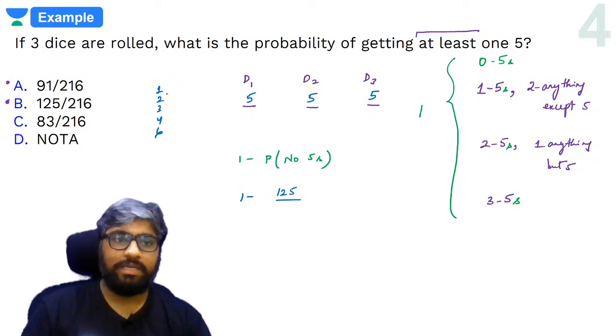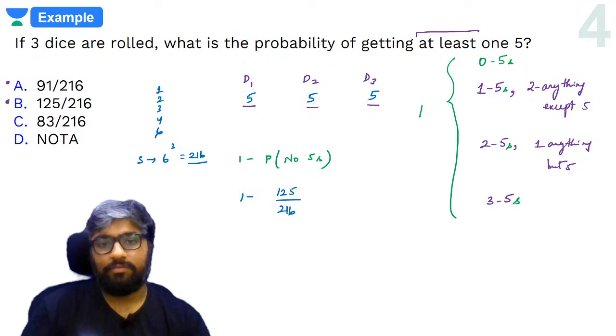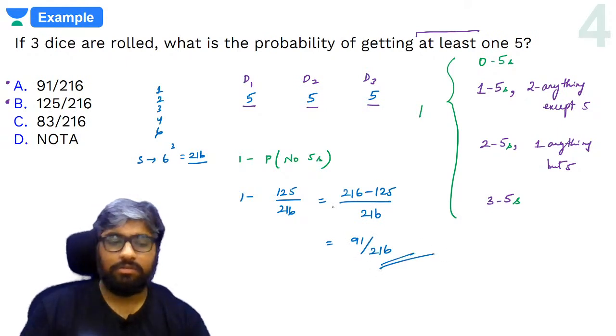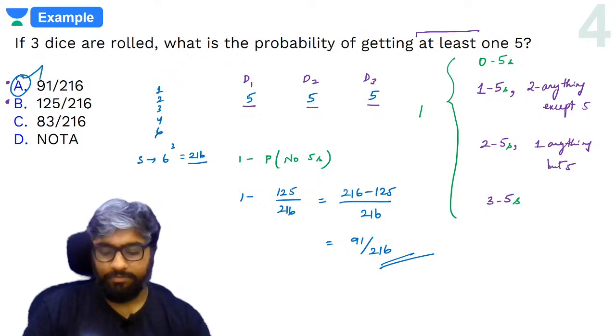What's the sample space here? 3 dice rolled. That means the sample space is what? 6 cube, which is 216. So this is what? 216 minus 125 over 216. That's nothing but 91 over 216. Got it?